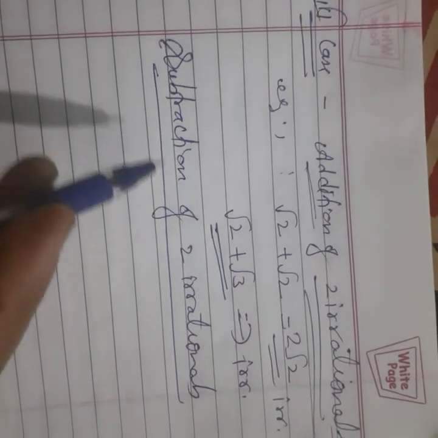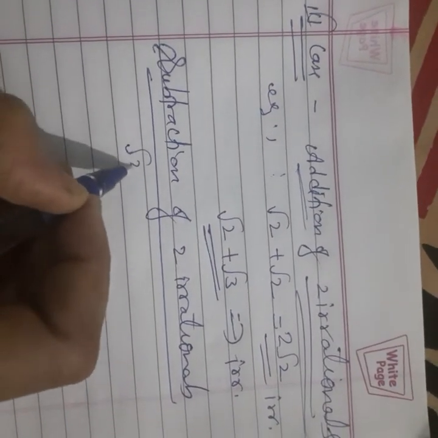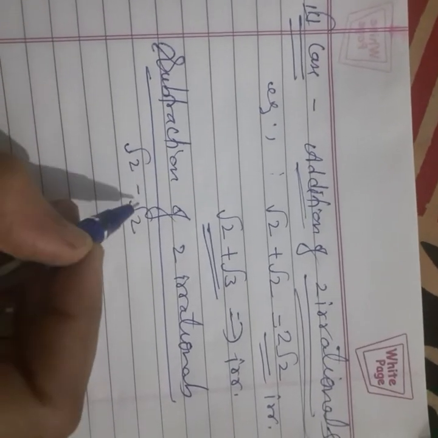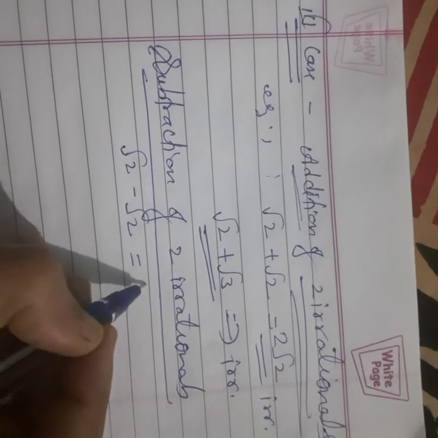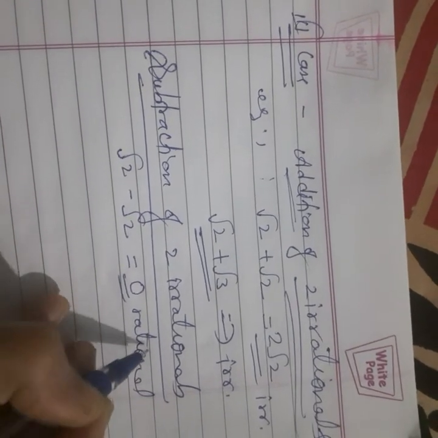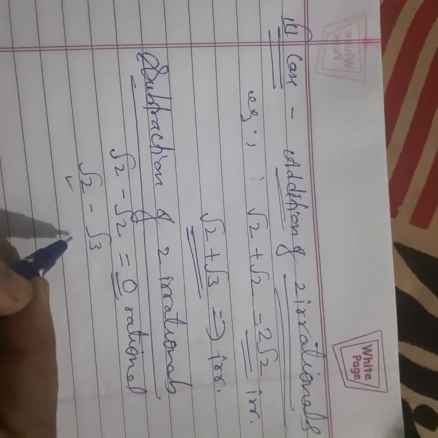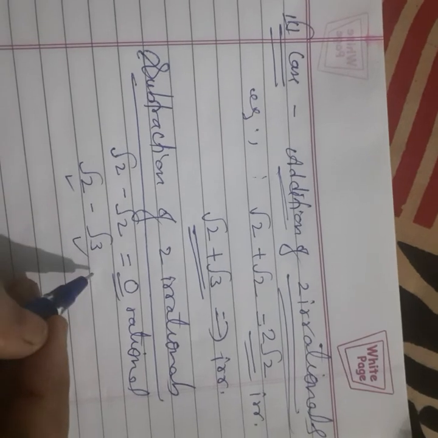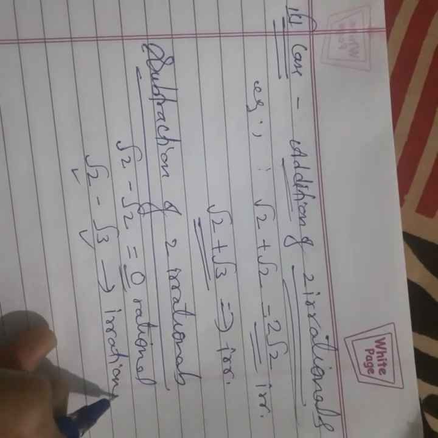in case of subtraction, here two cases arise. One case is if we are taking the same irrational numbers, like √2 minus √2, then we get 0, and 0 is a rational number. But if we are going to take different irrationals, √2, √3, or any different, then we will get the result irrational. So here two cases arise.